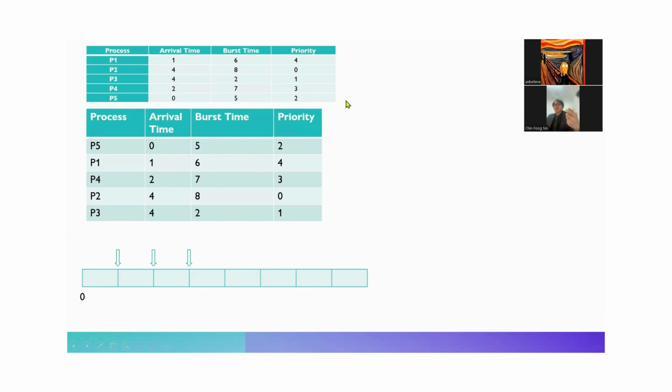Alia. Okay, so this one right here is the table that is one of our questions.